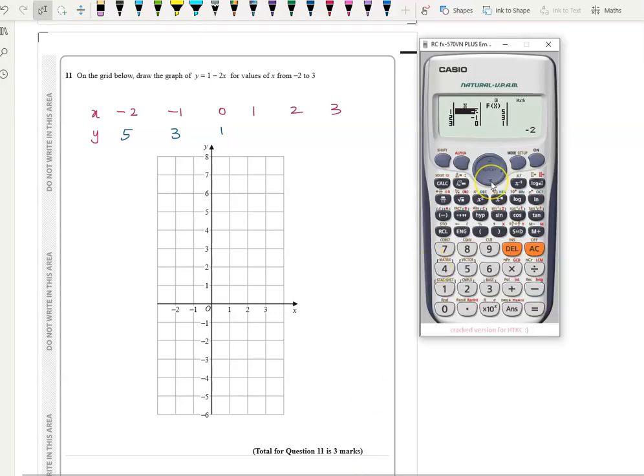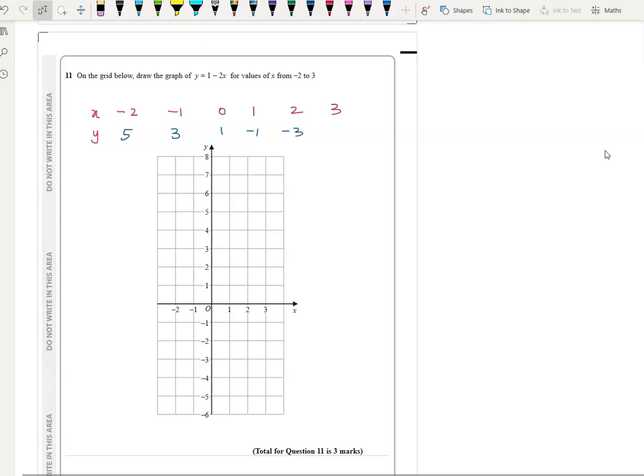And for the remaining values, just scroll down. You need to get the values of 1, 2 and 3. So it is minus 1, minus 3 and minus 5. So my table of values is ready. Now plot these points and join them to get your required graph.